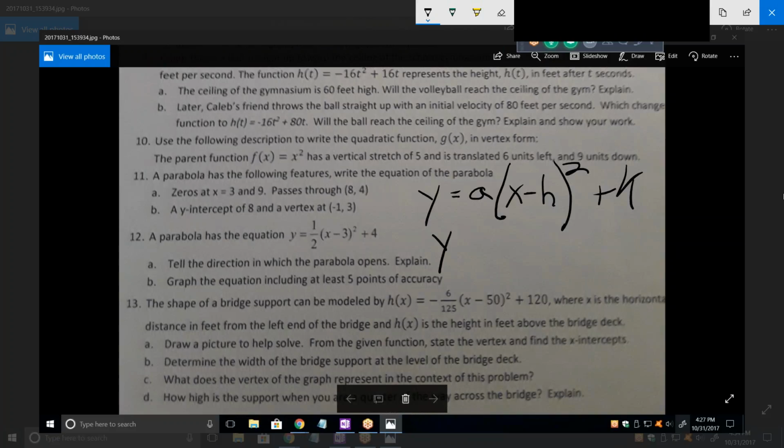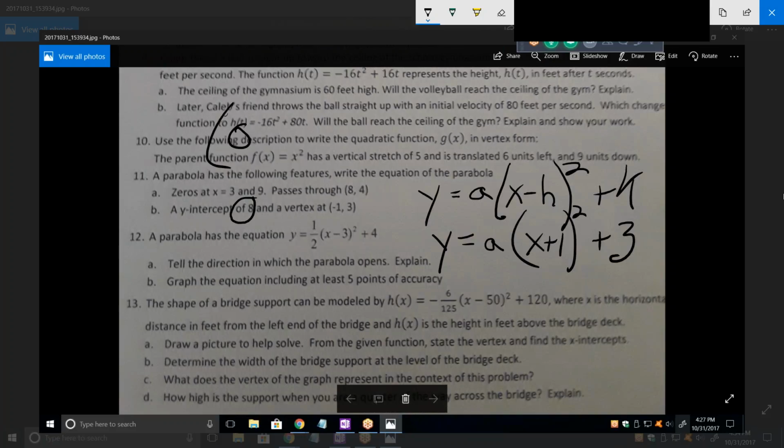So how much of this do we know? The vertex, so x plus 1 squared plus 3. Now, they say it has a y-intercept of 8. So what does that mean? In other words, I'm back to having to solve for a. Do I know a point that it goes through that I could substitute for x and y? And that would allow me to solve for a? Yeah. What point is it?